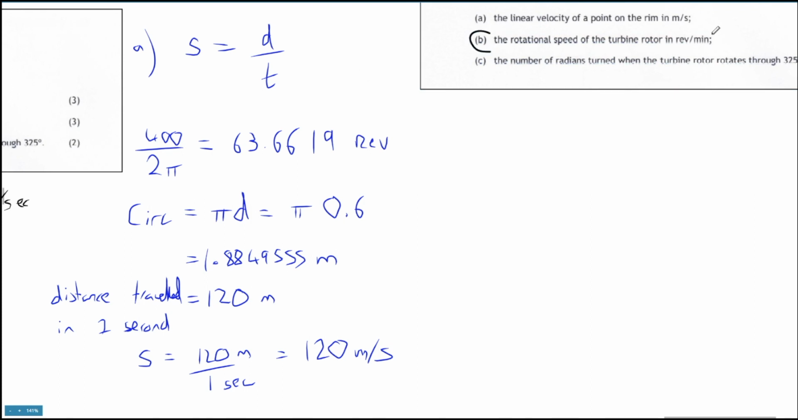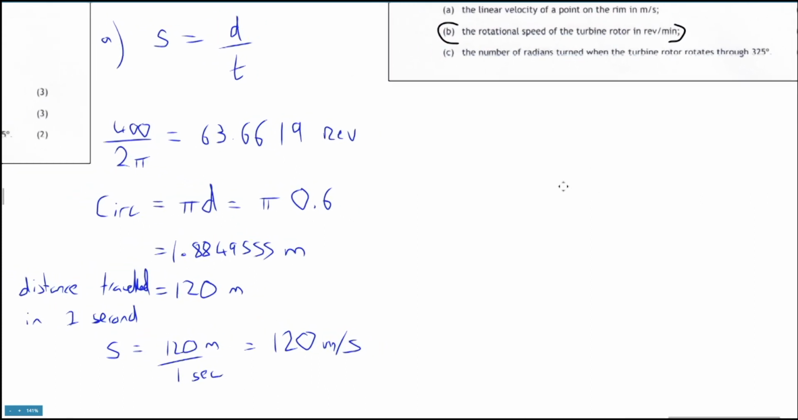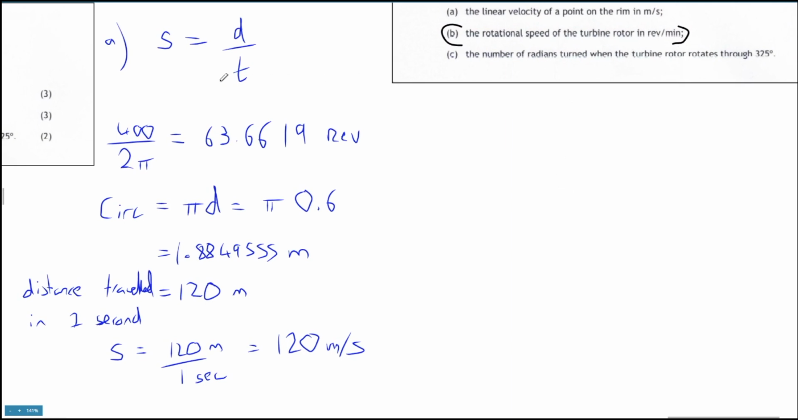Rotational speed of the turbine in revs per minute. Looks like we've already got a lot of information in order to do that. We already have the number of revolutions per second. Rotational speed in revs per min. So we do revs per second: 63.6619 revolutions every second, then how do I turn that into minutes?